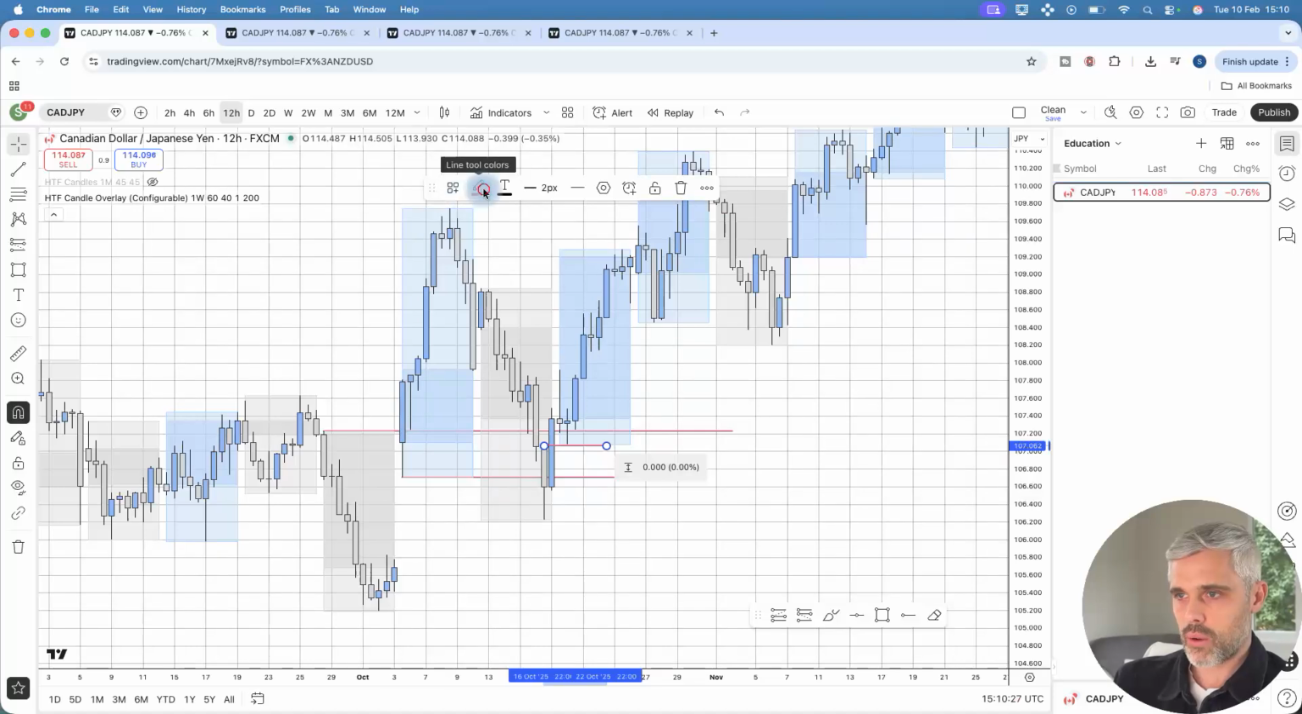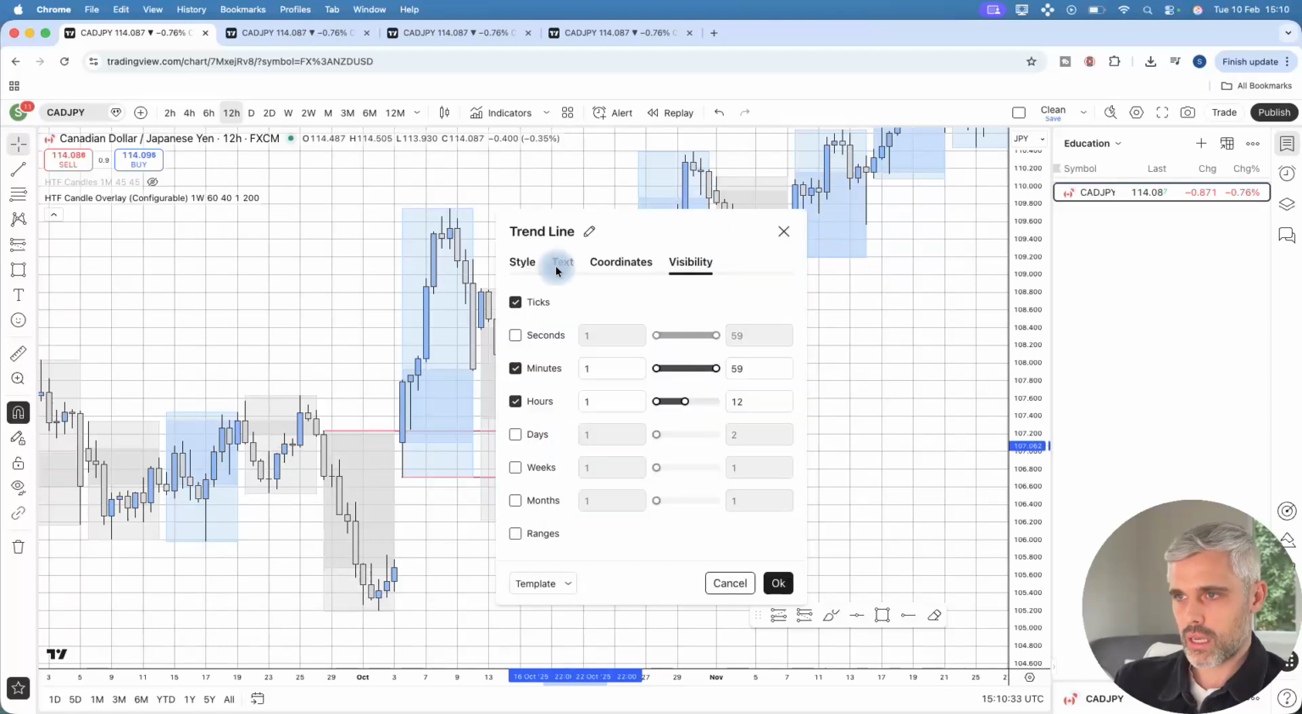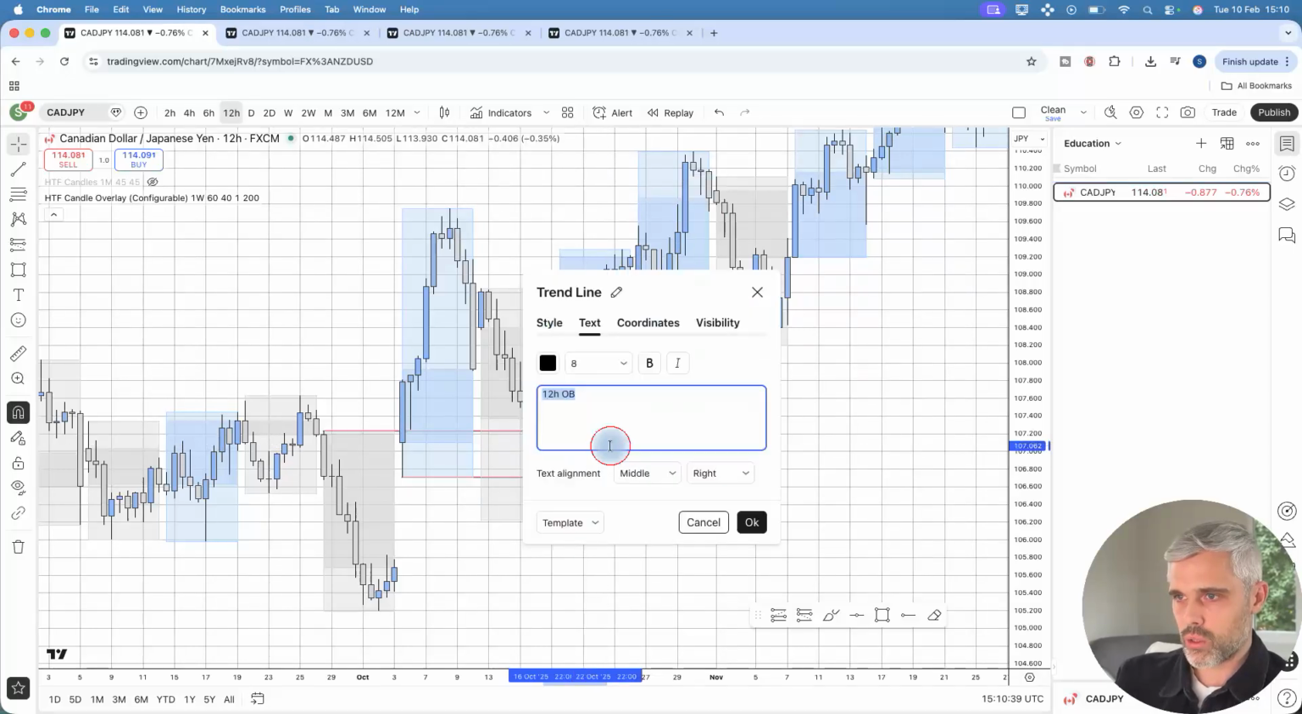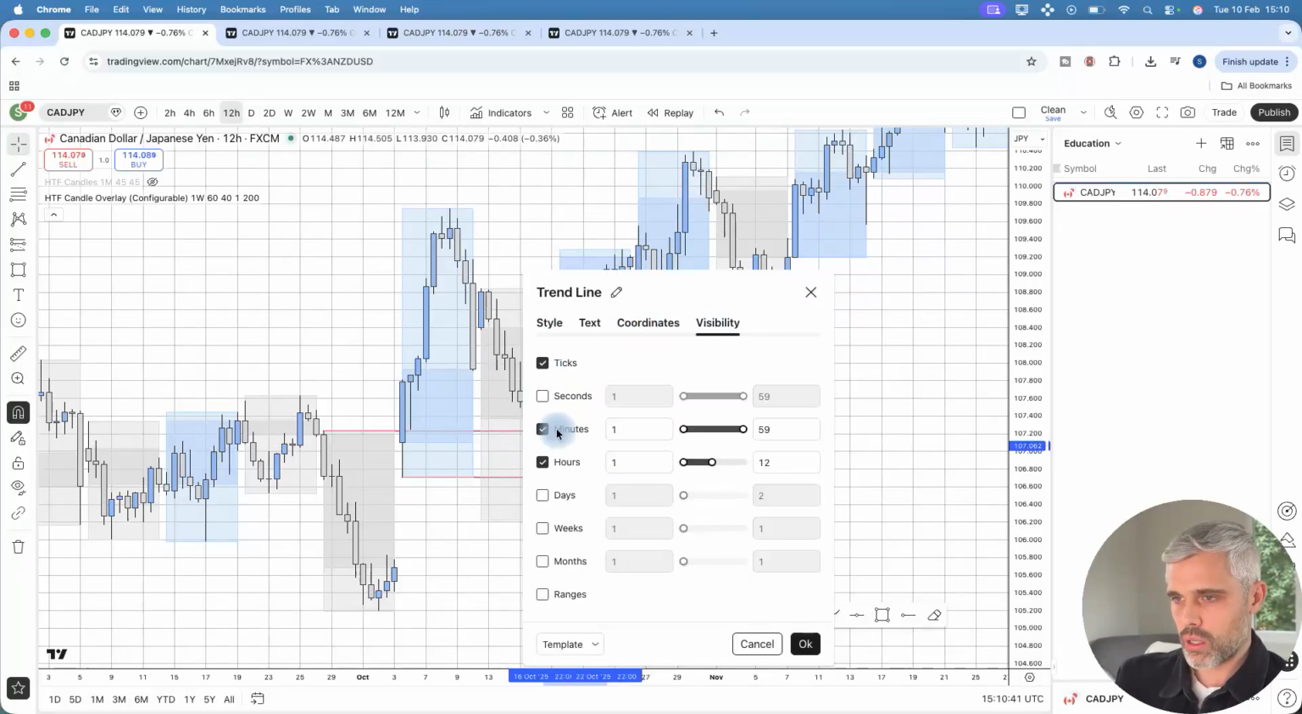So this is our order block, the last sell to buy candle. So this is our 12-hour order block. We want to make sure that this is visible on all of the lower time frames. So we'll put it on the minute time frame and the 1-hour time frame up to the 12-hour time frame.